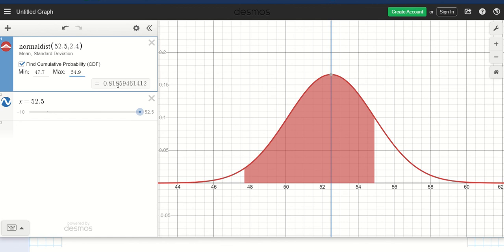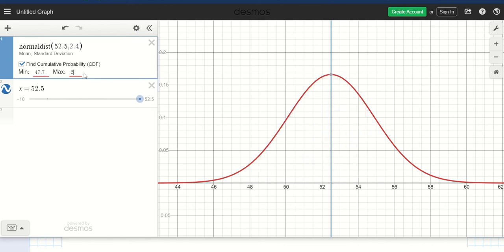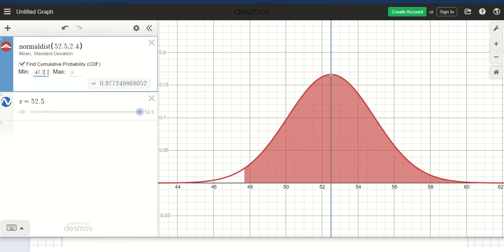Part C says, what is the percentage of data less than 45.3? So let's clear this. Let's get rid of that and get rid of this. Once you remove the boundaries, it will go back to 100%. The whole area is shaded. But now it says less than 47.3, so we're looking for the values left of this value.